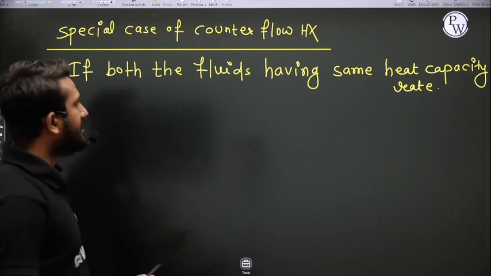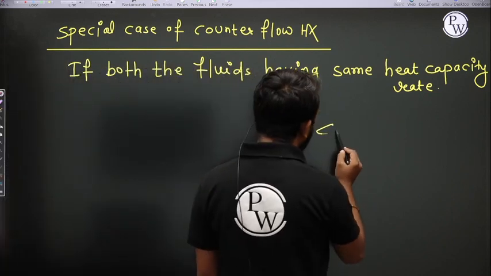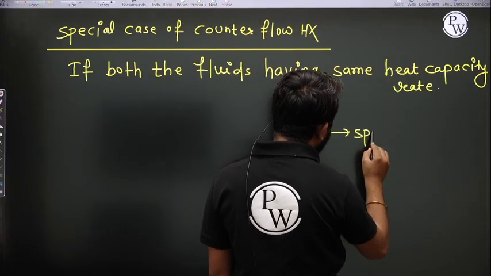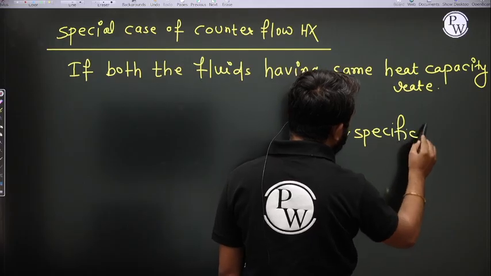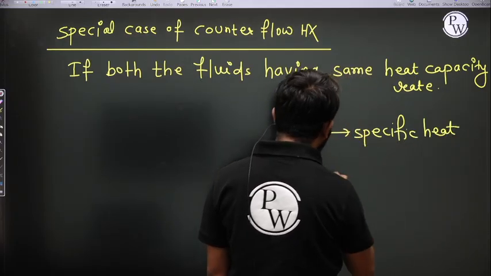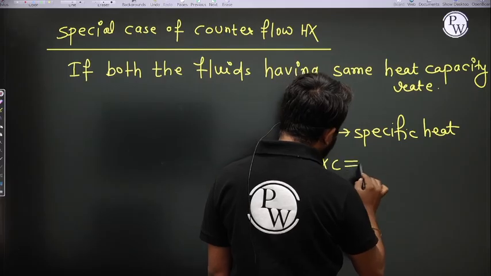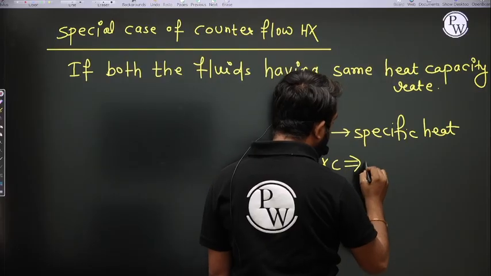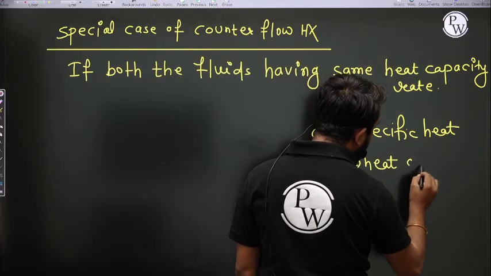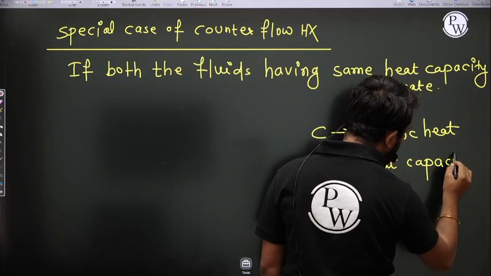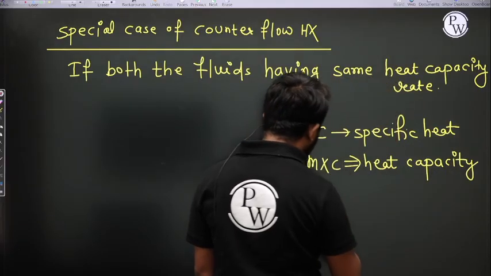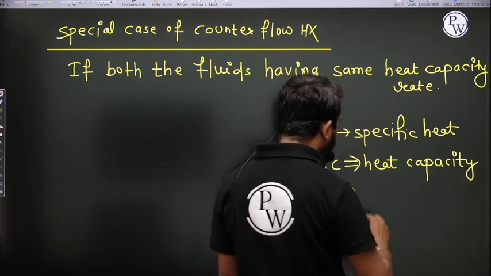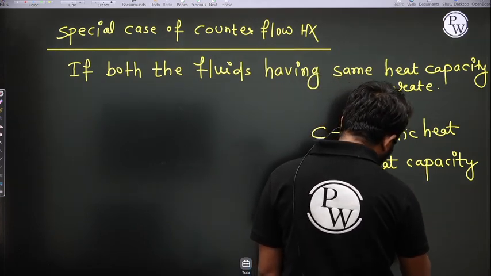So what is the heat capacity rate? C is the specific heat. And what is M into C? This is the heat capacity. And what is M dot C? This is the heat capacity rate.